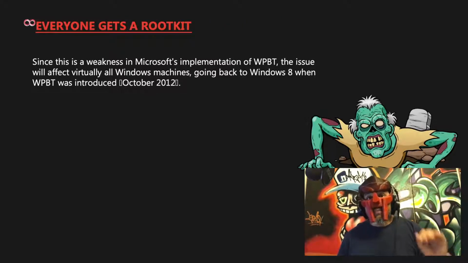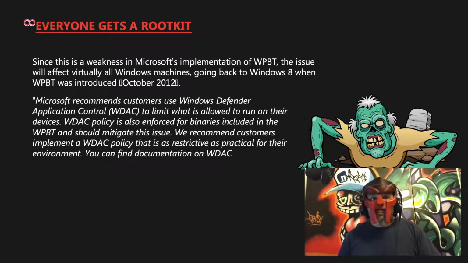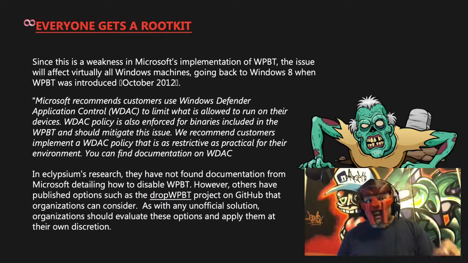Since this is a weakness in Microsoft's implementation of WPBT, the issue will affect virtually all Windows machines going back to Windows 8, when WPBT was introduced back in October 2012. Microsoft recommends customers use Windows Defender Application Control to limit this. We've already read this. We've already heard this. In Eclypsium's research, they have not found documentation from Microsoft detailing how to disable WPBT. However, others have published options such as the Drop WPBT project on GitHub that organizations can consider. Now, as with any unofficial solution, organizations should evaluate these options and apply them at their own discretion.